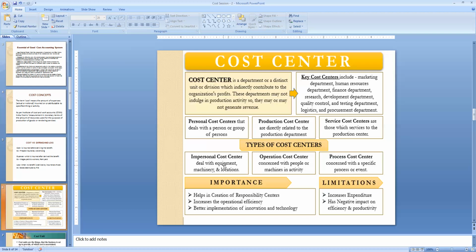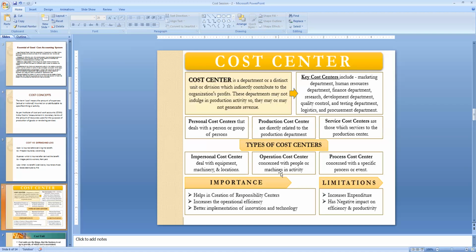And the next one is called the impersonal cost center. What does this impersonal cost center mean? Here we are not going to allocate for a group or an individual person. We are going to allocate to a location or a type of equipment. So when the costs are allocated to equipment, machinery or location, that is called impersonal cost center.